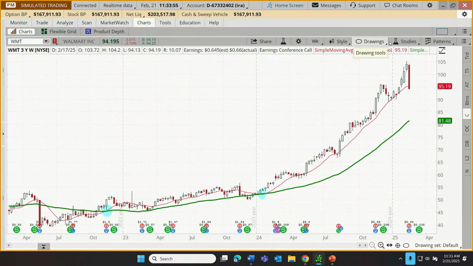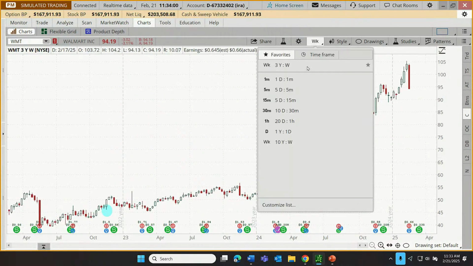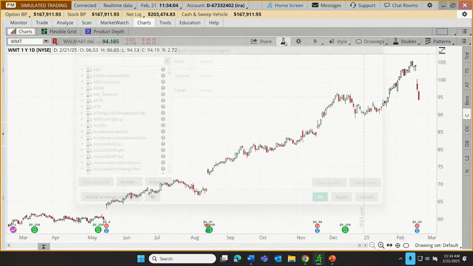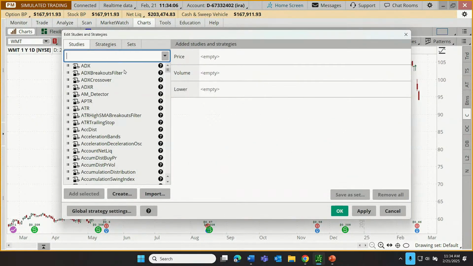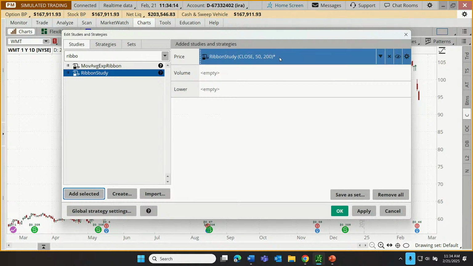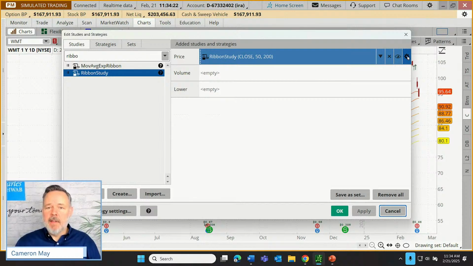Let me clean this up again. I'm going to remove all of our studies. I'm going to switch this back to a daily chart, and I'm going to now add our ribbon study. So let's choose the ribbon study from the menu, click Add Selected. Now, as we do, before I go, well, actually, let's go ahead and apply it there. What you'll see now is we have a whole bunch of lines here. It's a bunch of moving averages, basically.